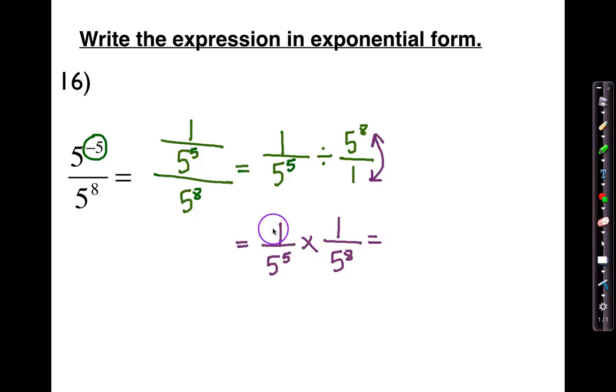So here, multiplying straight across, 1 times 1 is 1. So notice here we can't leave off this one because it's actually a numerator, which makes a difference. Now in the denominator, we have 5 here and 8 here. So how many 5s do we have altogether? We have 13. So this would be my answer in exponential form.